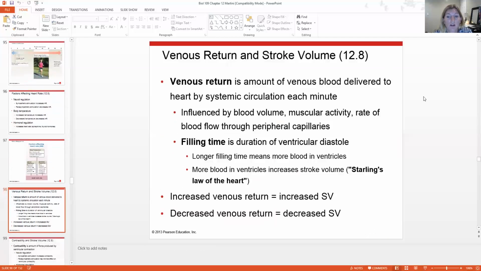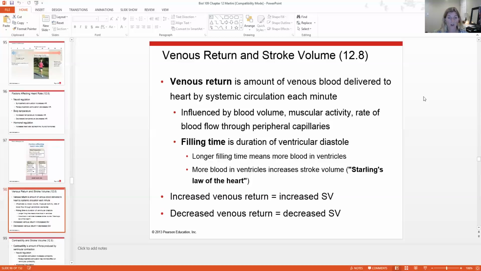Then you have factors that affect stroke volume. Venous return is the amount of blood that's returned back to the atria with each heartbeat cycle in the minute. So it's influenced by blood volume, muscular activity, the rate of blood flow through the peripheral capillaries. The filling time is the duration of the ventricular diastole. So in other words, how long that ventricle is sitting there at rest. The longer the filling time means the more blood's going into the ventricles. More blood in the ventricles means a higher stroke volume.